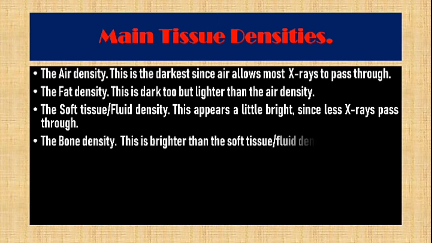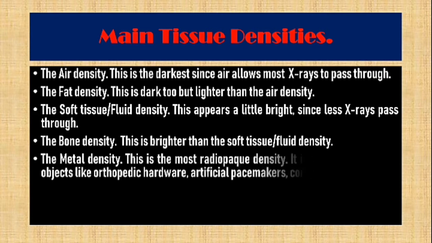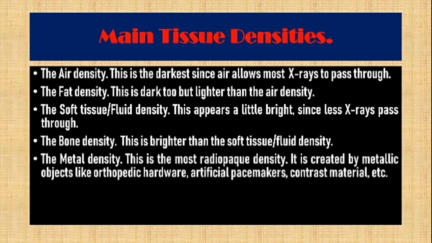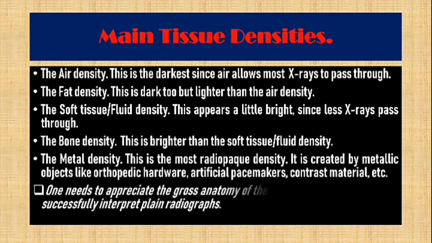The fourth is the bone density. It is brighter than the soft tissue density or the fluid density. It is the brightest of all the natural densities. Lastly, we have the metal density. This is the most radio-opaque density. It is created by metallic objects like orthopedic hardware, artificial pacemakers, contrast material, among others.